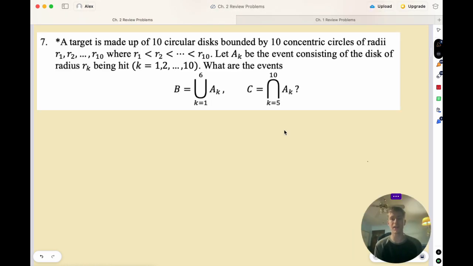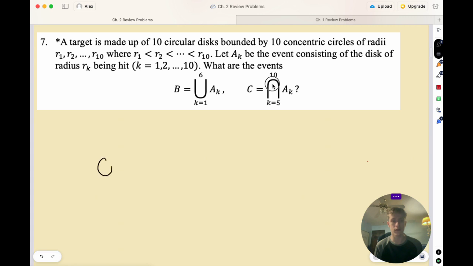Okay, so this is problem 7, which says a target is made up of 10 circular disks bounded by 10 concentric circles of radii R1 through R10, where all the radii have some order. Let A sub k be the event consisting of the disk of radius R sub k being hit. And they want to know what the events B and C are, where B is the union from k equals 1 to 6 of A sub k, and C is the intersection from k equals 5 to 10 of A sub k. Okay, so I'm going to go ahead and draw a picture.